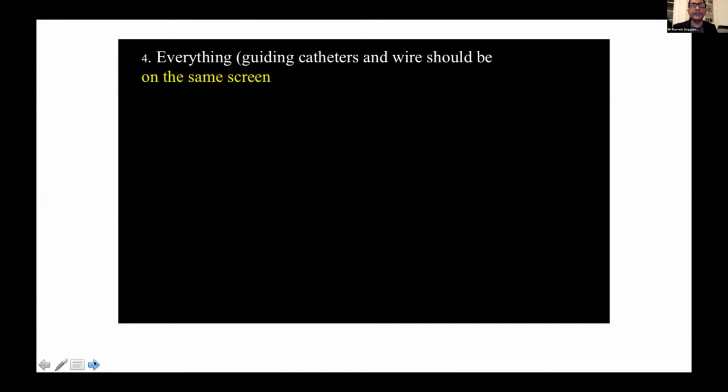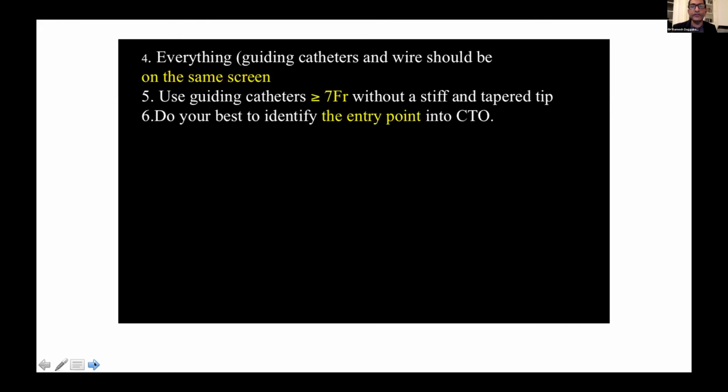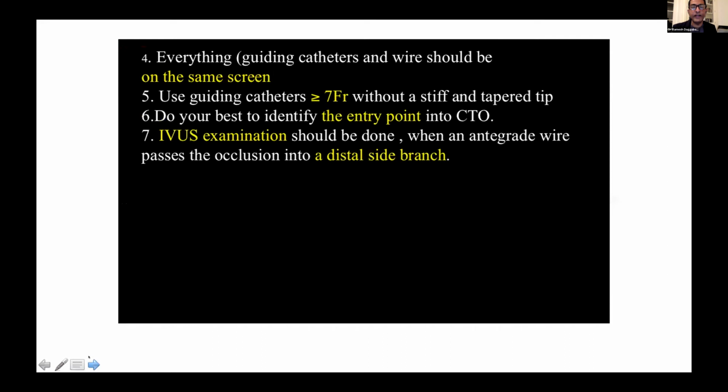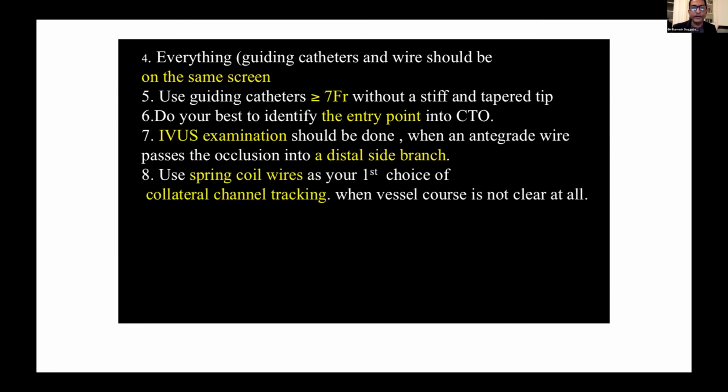Everything should be seen on the same screen at all times, and use guiding catheters more than 7 French without a stiff and tapered tip. Do your best to identify the entry point into the CTO, and IVUS or OCT should be done when an antegrade wire passes through an occlusion into the distal side branch. Use spring coil wires as your first choice of collateral channel tracking when vessel course is not clear at all.